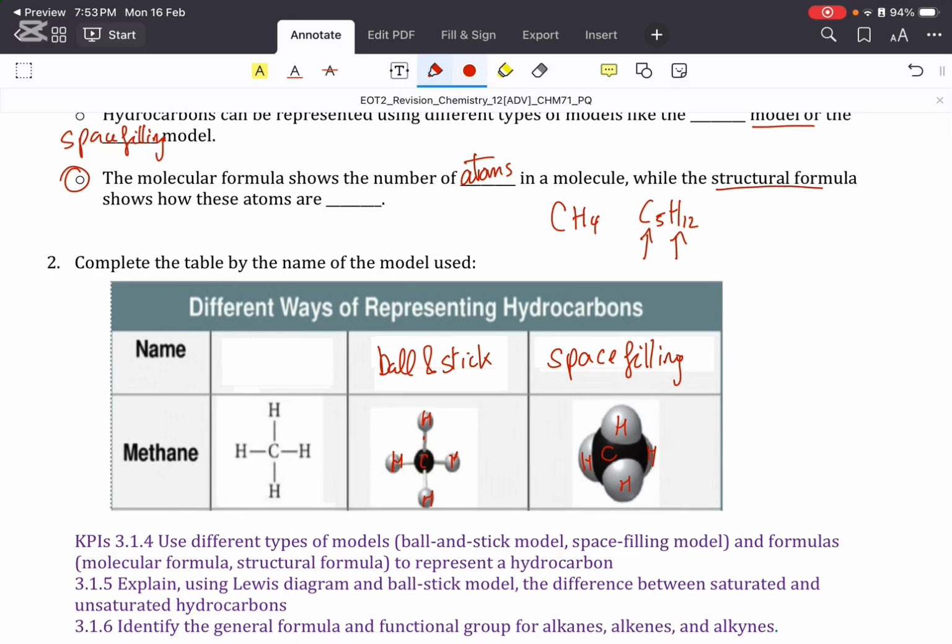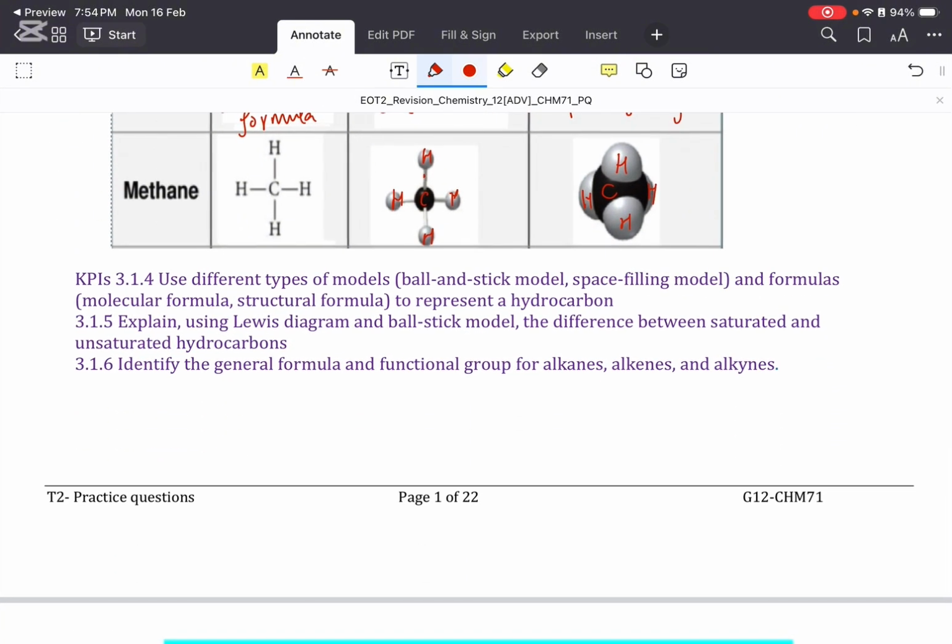Whereas the structural formula, I can see the structures. It shows me how these atoms are bonded and arranged together. So over here, this is not a molecular formula. This is a structural formula. So, moving on.